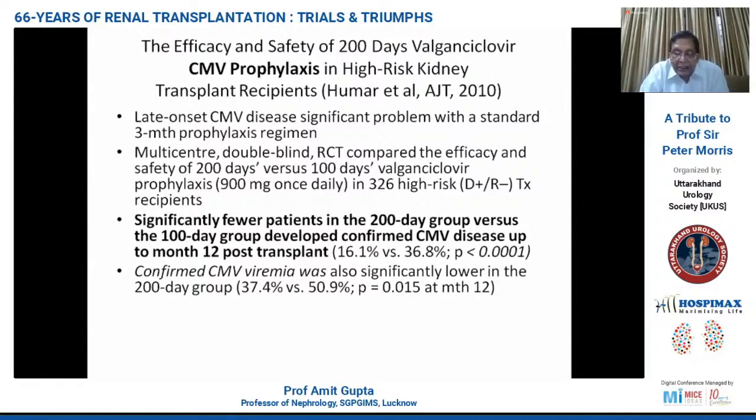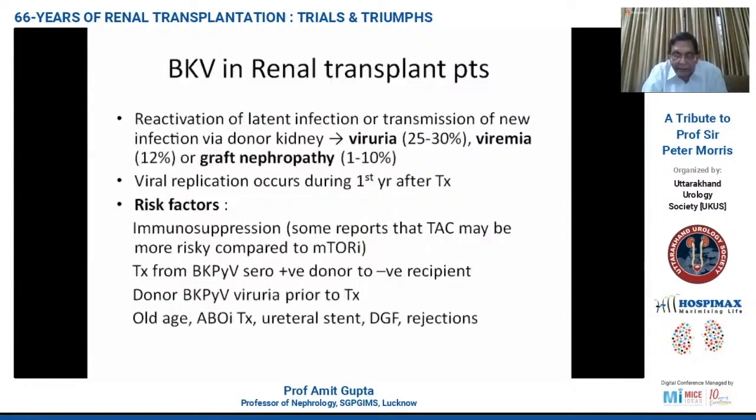Again, there is this discussion about whether we should prolong the duration of prophylaxis against CMV. Generally, prophylaxis for CMV is given for 3 months, but there was a paper in 2010 which suggested that if you give it for a longer period, as long as 6 months, perhaps you could reduce the incidence of CMV disease in future.